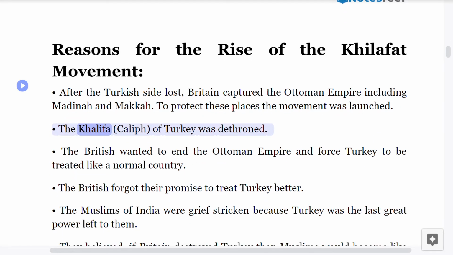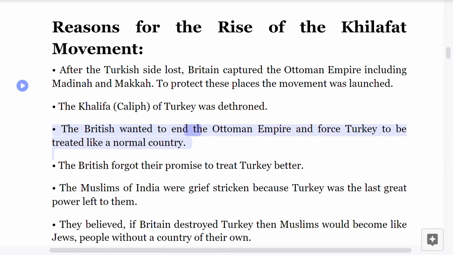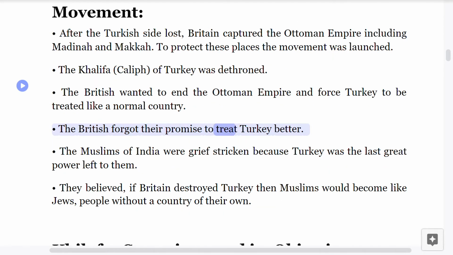The Khalifa, Caliph of Turkey, was dethroned. The British wanted to end the Ottoman Empire and force Turkey to be treated like a normal country. The British forgot their promise to treat Turkey better.